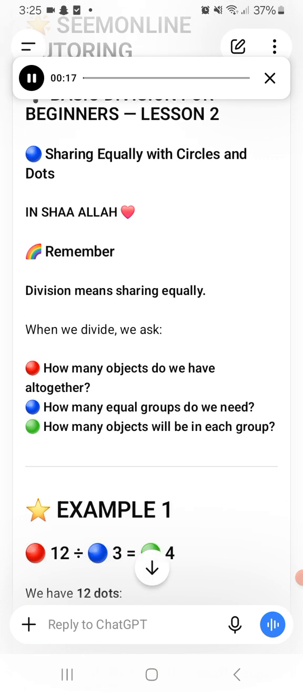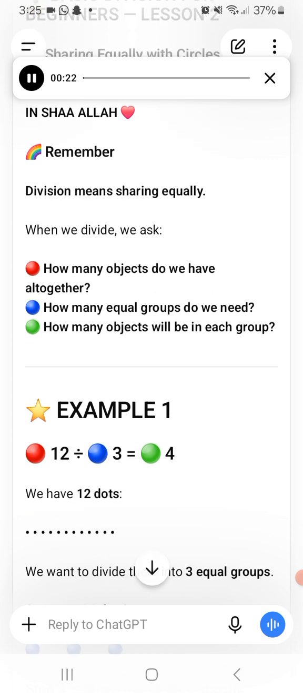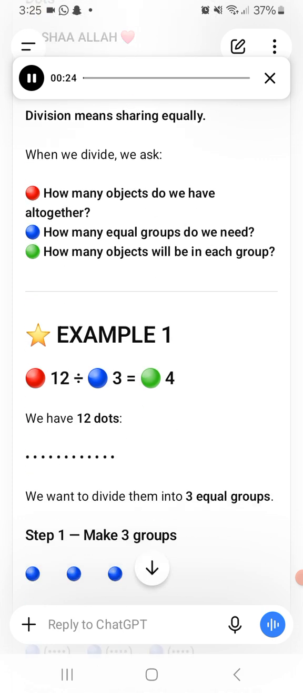Remember, division means sharing equally. When we divide, we ask: How many objects do we have altogether? How many equal groups do we need? How many objects will be in each group?